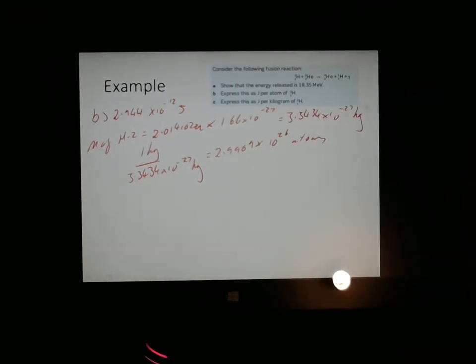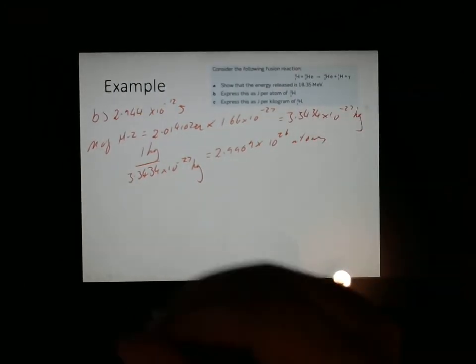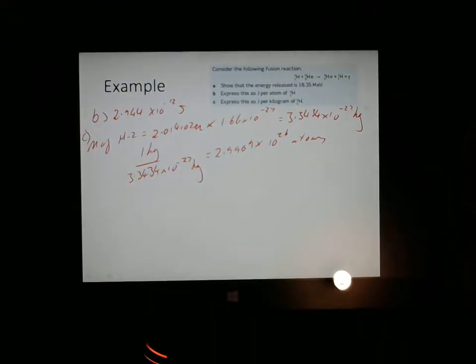Okay, this is a fairly common technique, the idea that you need to work out how much count of something there is, and you need to divide a couple of units in order to do that. So we've got the number of atoms. Now we have the energy.